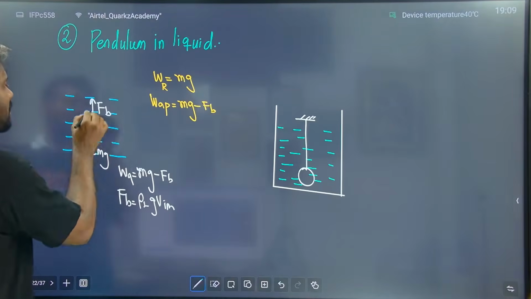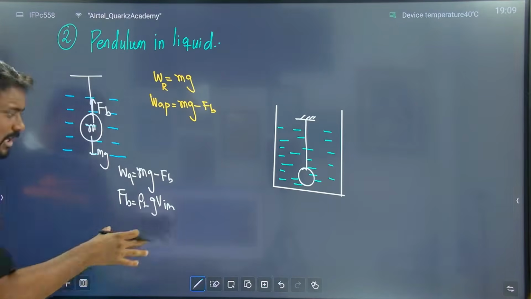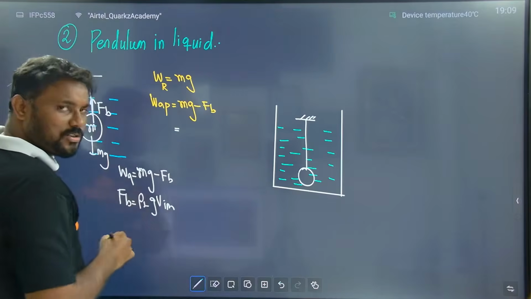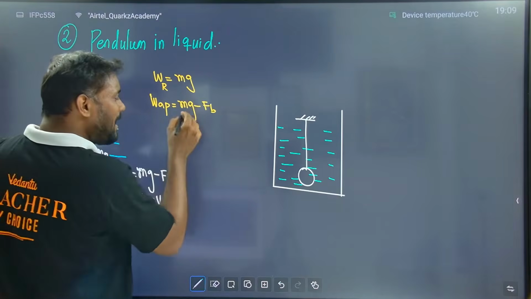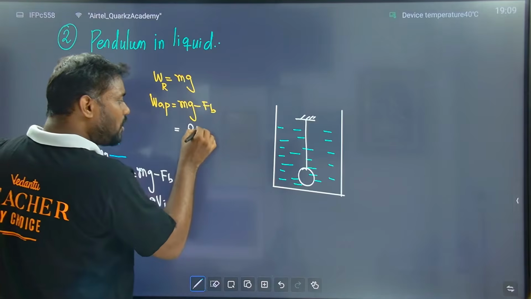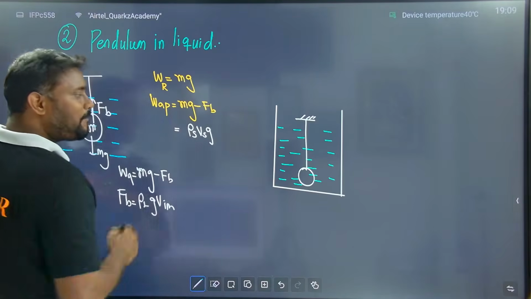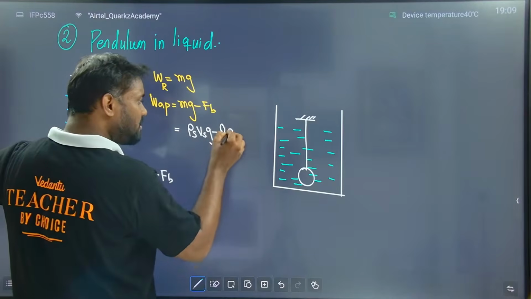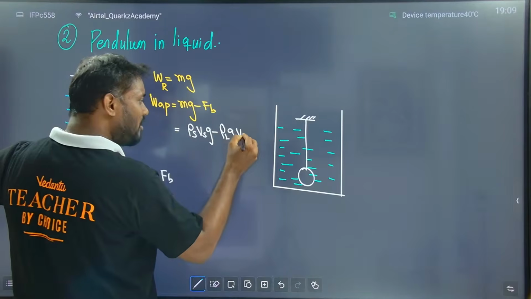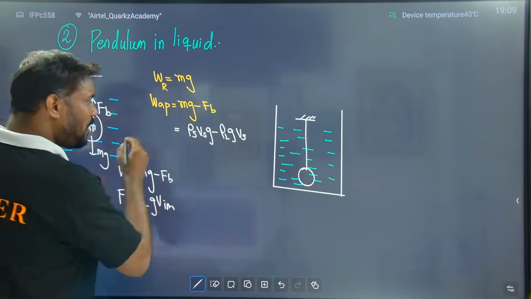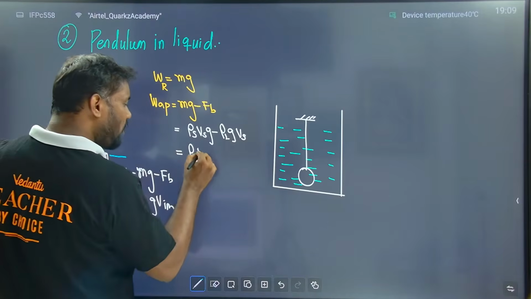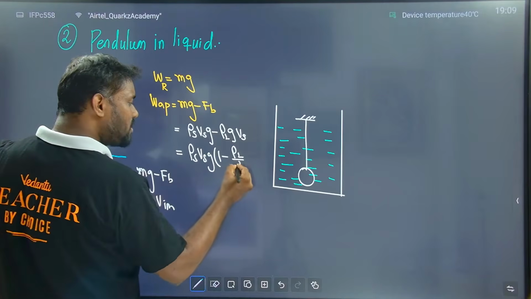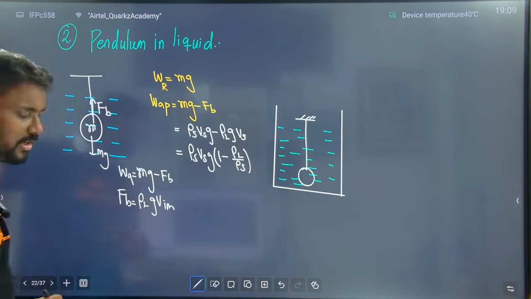Now I have taken the bob, and it is fully immersed. So the total volume is the same, the total volume of the sphere. The apparent weight, in terms of density: mass is density of the solid times volume of the solid, times g, this is mg. The buoyancy force is density of the liquid times g times volume immersed, and the whole volume is immersed. Taking density of solid and volume of solid as common, we get 1 minus density of liquid divided by density of solid.